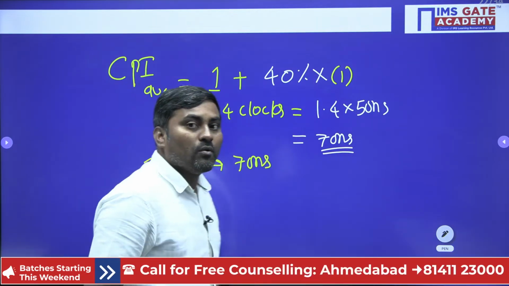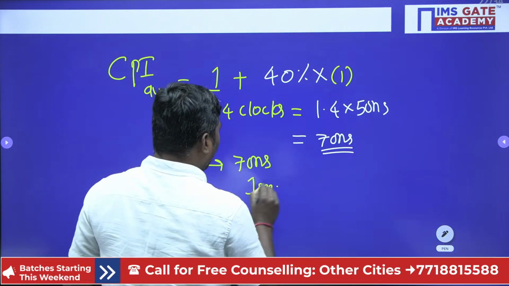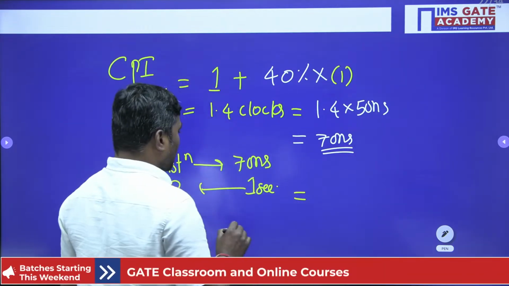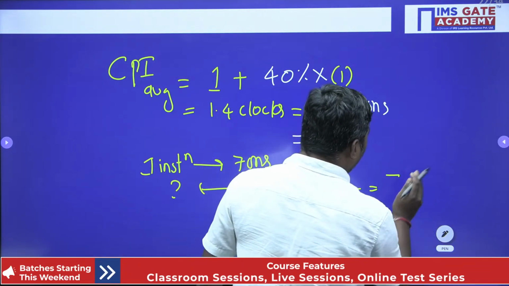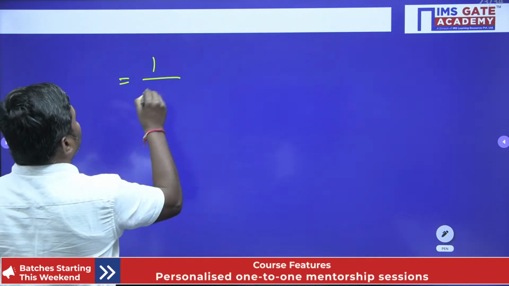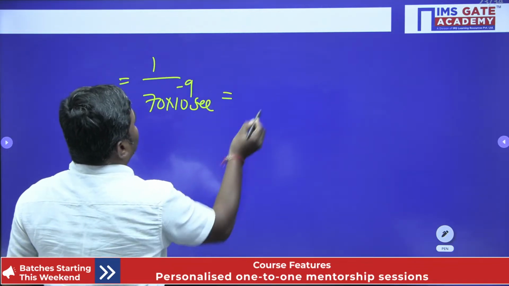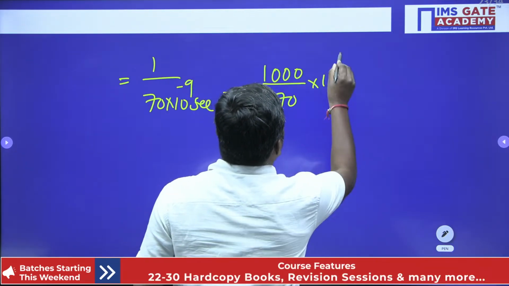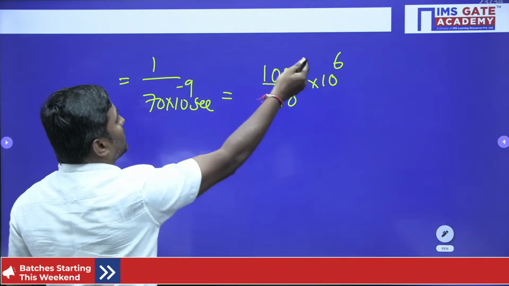But what is the throughput? In 1 second, how many instructions will execute? If I give 1 second, how many instructions will execute? That is the throughput only. So that is 1 second divided by 70 nanoseconds. Observe here, I can write it as 1 by 70 times 10 to the power of minus 9 seconds. Moving it upside, 10 to the power of 9 over 70, which I write as 1000 by 70 into 10 to the power of 6.